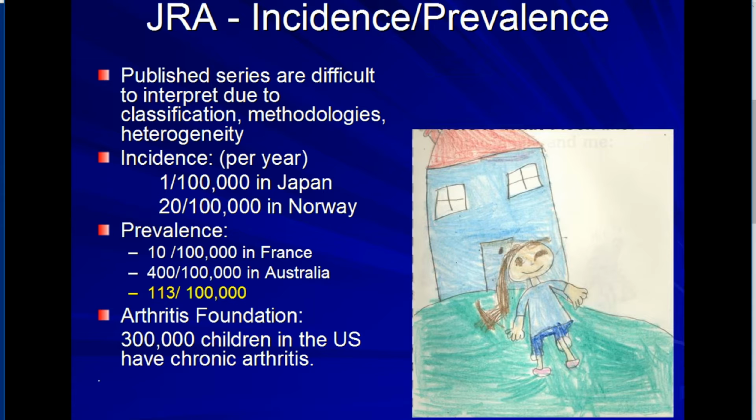So the incidence differs by geography, obviously, because geography carries differences in genetics where populations are homogeneous. So incidence in Japan is 1 in 100,000, whereas in Norway it's 20 in 100,000. The prevalence also differs: 10 in 100,000 in France, 400 in 100,000 in Australia. Sort of an overall, 100 per 100,000 people. So about 1 in 1,000, which is not that uncommon. There's about 300,000 children in the U.S. that have chronic arthritis.